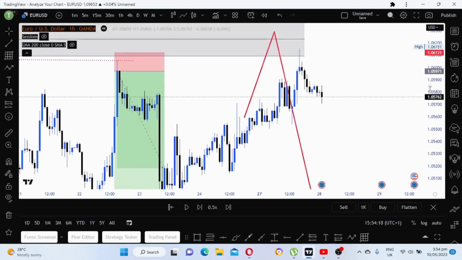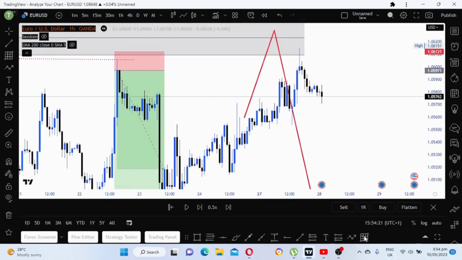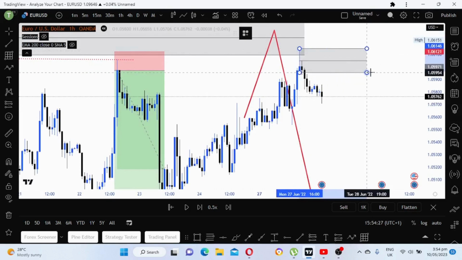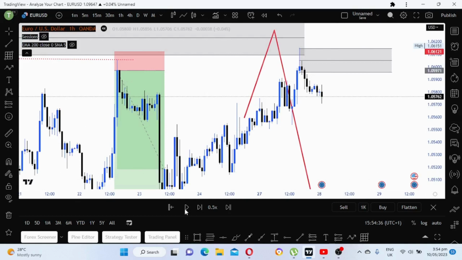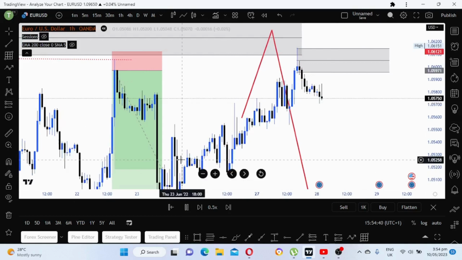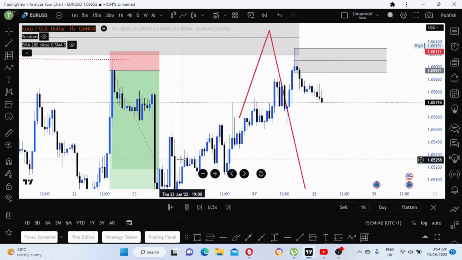I will go on H1 and draw the same thing. Draw another supply zone on H1. Draw a supply zone there and wait, and I will check what price does. So I will wait for price to come back at that zone. If price didn't come back to that zone, I know what I'm doing.